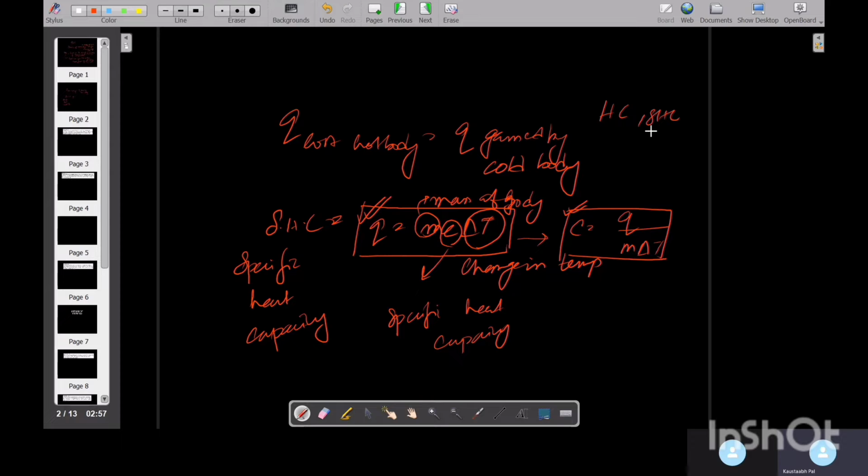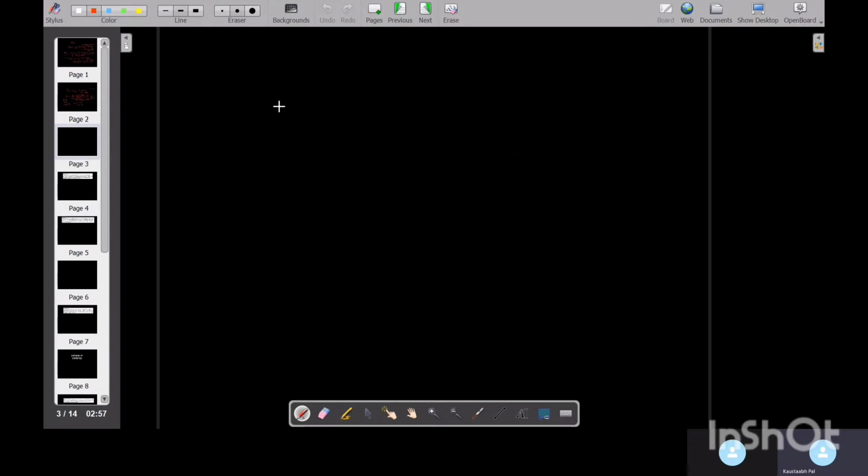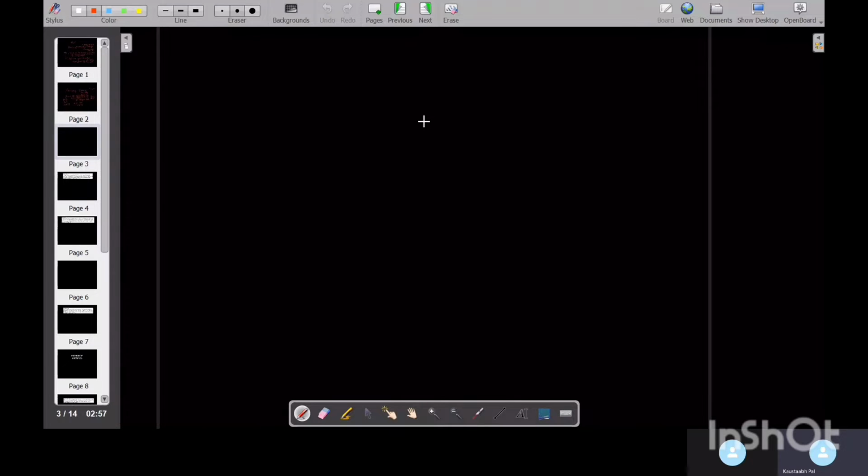So let me remind you once again. What is heat capacity? Heat capacity is the amount of heat required to raise the temperature of a substance. When we don't want to mention unit mass, or when we just want to measure the amount of heat required by a body of 50 kg mass, or a 50 gram mass, in that situation we mention heat capacity.